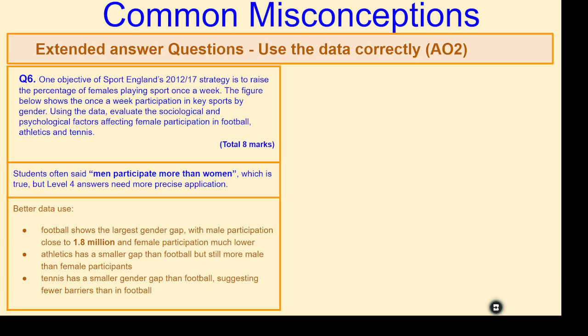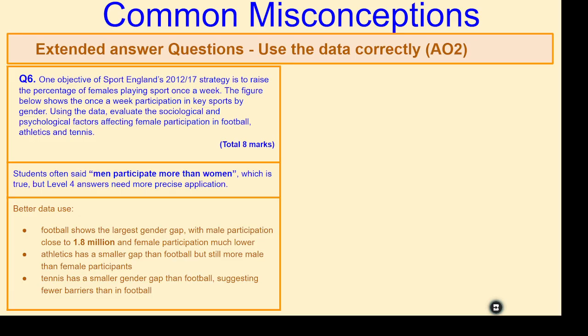Use facts and figures. So look at my answer at the bottom there of how we could use that data, how I can show that I've used that data. First example, I'm giving you numbers that you'd only get if you'd looked at the graph or the tabular format. Football shows the largest gender gap, with male participation close to 1.8 million and female participation much lower. So I've used the data from the table where I've seen the 1.8, and I could have quoted the women's participation. I could use the data to make a simple statement like athletics has a smaller gap than football. However, it still has more male participants than female participants. Or I could say tennis has a smaller gender gap than football, suggesting that there are fewer barriers than in football.